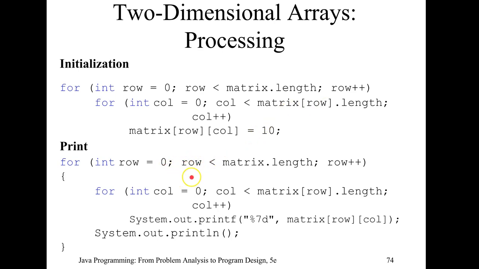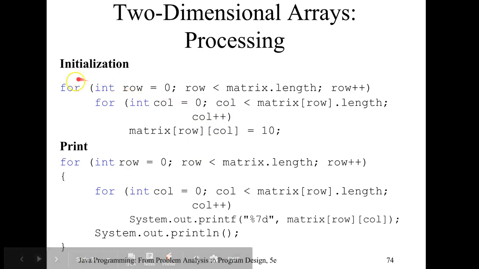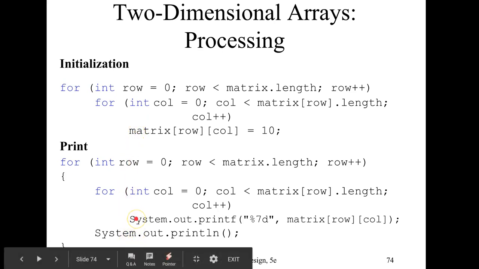Okay, if I'm printing out the array, same process. That outer for loop going through the rows, the inner for loop going through the columns, and what I do with the data is set right here. So you can see that for loop processing, outer loop and inner loop, is the same whether I'm going to assign a value to it or read the value and print it out.